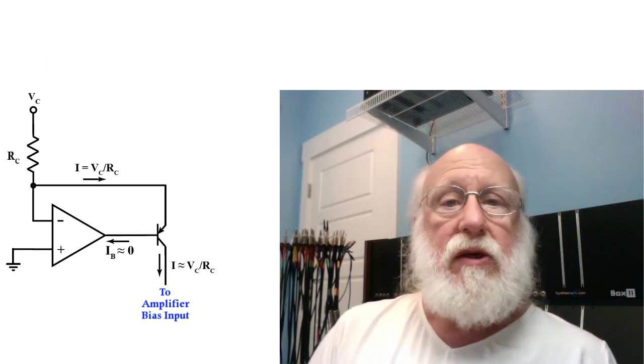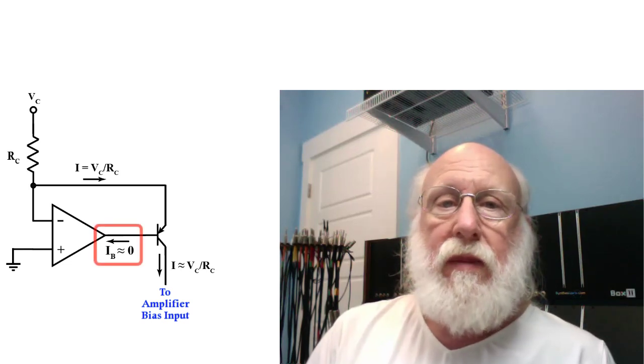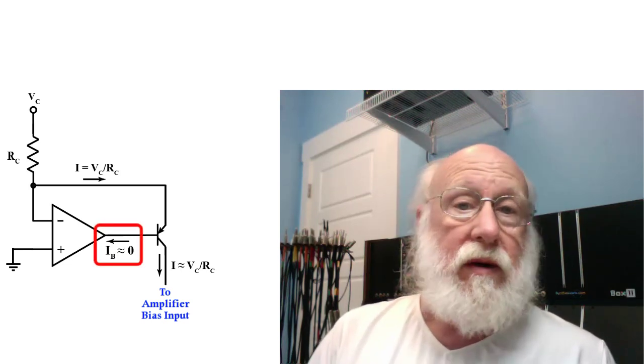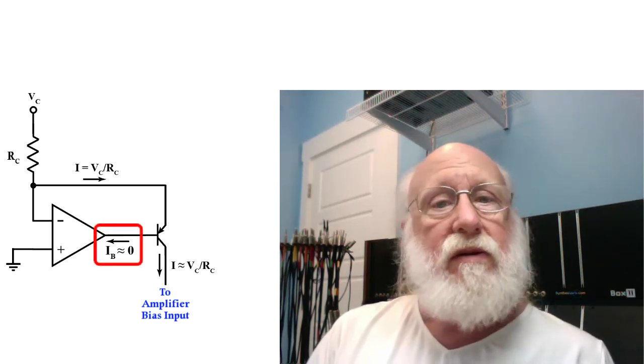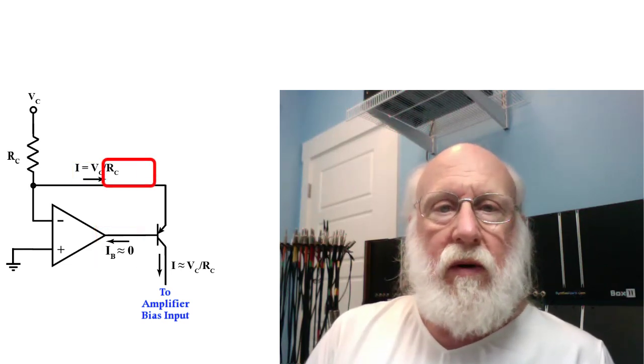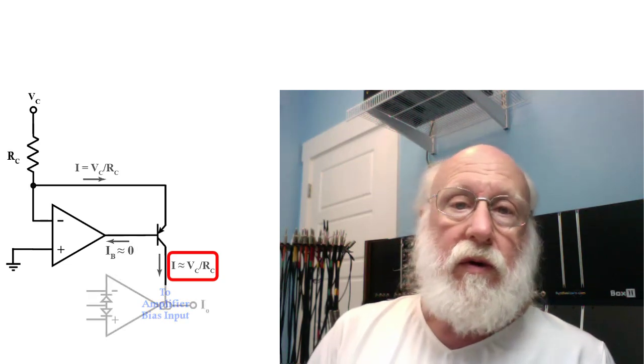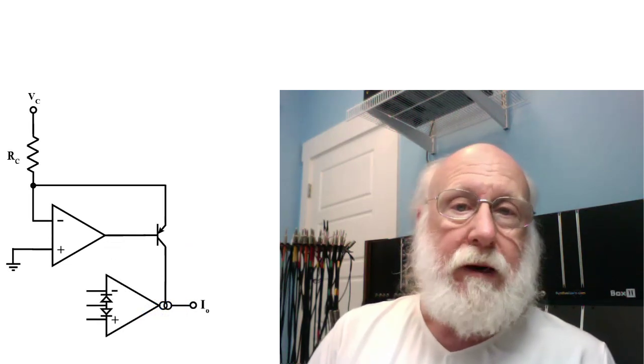If your transistor has a fairly high gain, then the amount of current stolen from the emitter current to go into the operational amplifier is very small, and so almost all of the emitter current ends up popping out of the collector and then onto our amplifier bias input.